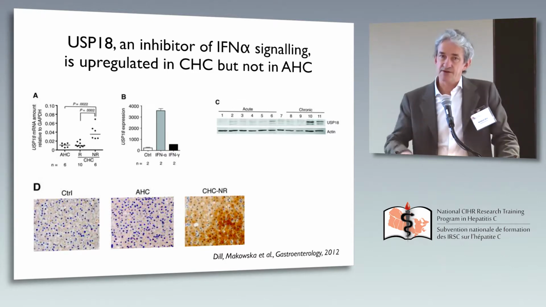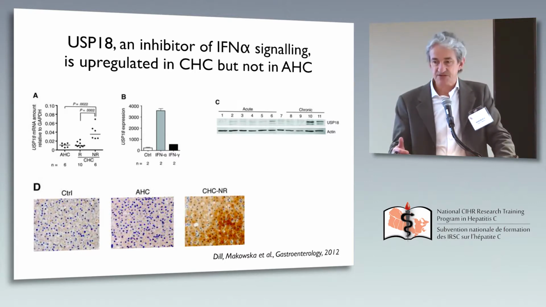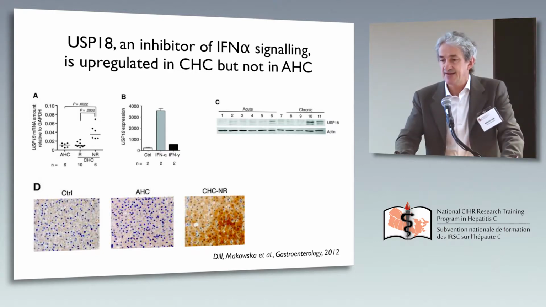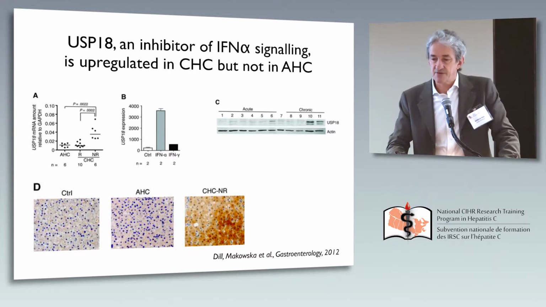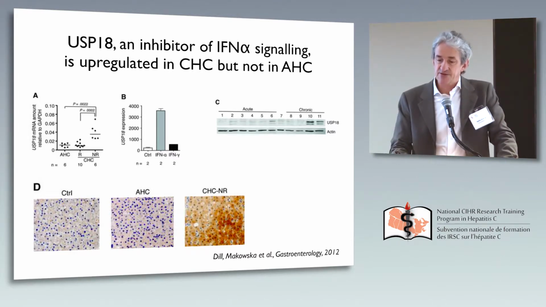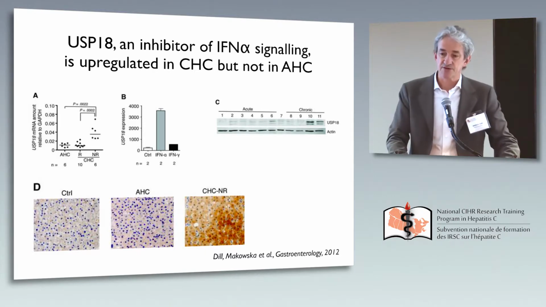Now, I showed you at the beginning, one of these genes that is upregulated in chronic hepatitis C non-responders is USP18, and USP18 happens to be a very strong inhibitor of interferon alpha signaling. It inhibits the interferon alpha receptor. And what we found here when we looked in these samples of acute hepatitis C, you see at the bottom D, you see the control, no expression of USP18. Acute hepatitis C, no expression of USP18. And I have to say, this is in a sample that has hundreds of genes upregulated, interferon gamma stimulated genes, but not USP18. And then you have the non-responder patient that I've already shown you with a very strong induction.